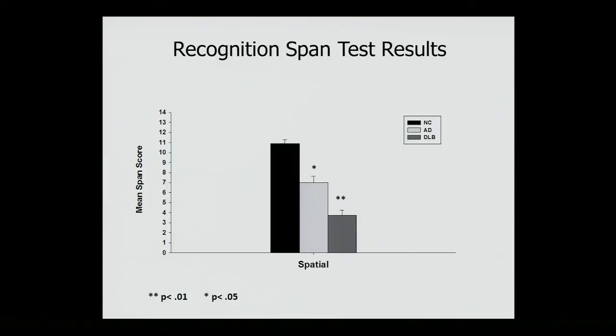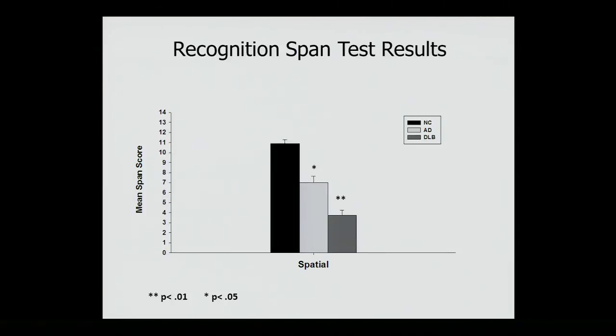And what we see is that both patients with Alzheimer's disease and patients with dementia with Lewy bodies are impaired on that task, even though it's a very simple task. It was actually developed for monkeys, non-human primates, and we adapted it. And you can also see that patients with dementia with Lewy bodies are significantly worse than patients with Alzheimer's disease on this task. So they have a real difficulty with working memory for spatial locations.